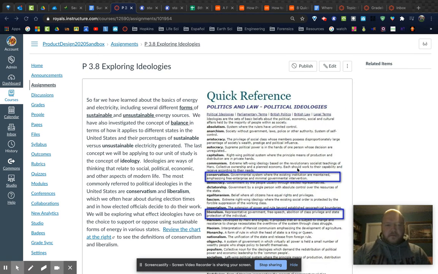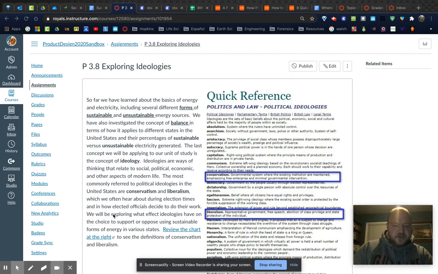Hey everyone, here we are on lesson 3.8, exploring ideologies. What we're going to do is introduce the concept of ideology to our unit on sustainable energy. As you can see here in the write up for today, it says ideologies are a way of thinking that relate to social, political, economic, and other aspects of modern life.